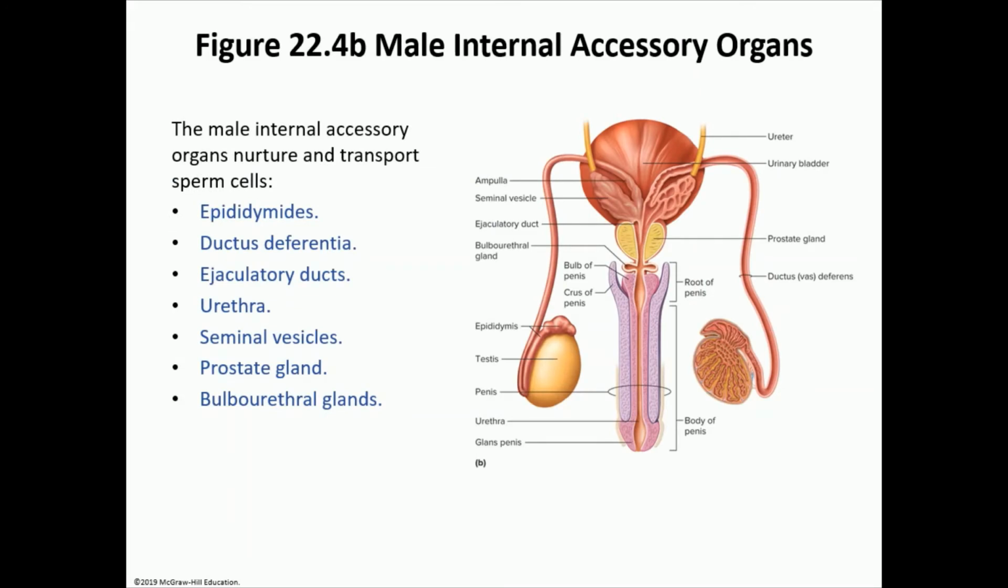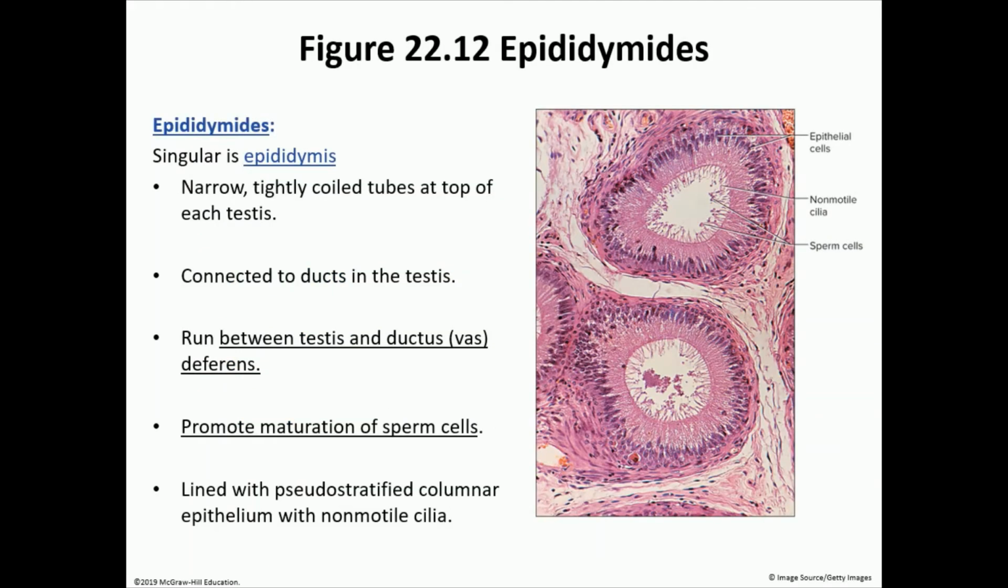Now for the internal accessory organs in the male reproductive system, these are basically there to add some secretions that the sperms are going to need on their journey, and also for transportation of semen to the outside of the body. So we'll start off with the epididymis, and we already named them, so I want to kind of go through the structure and the function of each of them. So we'll start off with the epididymis.